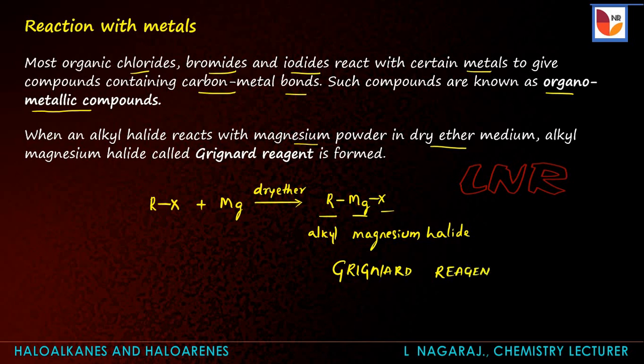Very important point. In the examination they may ask how to prepare the Grignard reagent. That is, Grignard reagent is prepared by treating the haloalkane with magnesium powder in the presence of dry ether. Or in the examination they may ask what is the general formula for the Grignard reagent. The general formula for the Grignard reagent is RMgX.